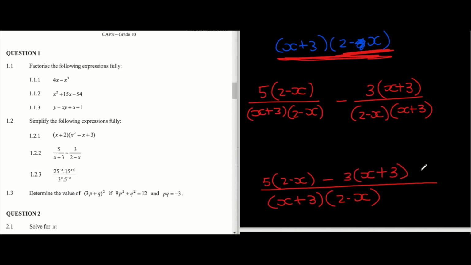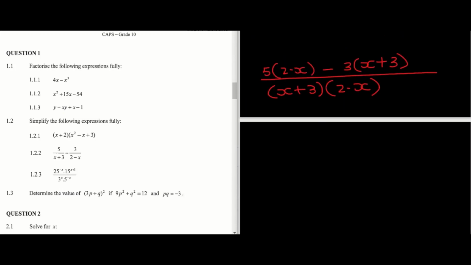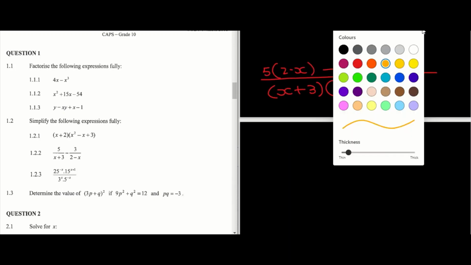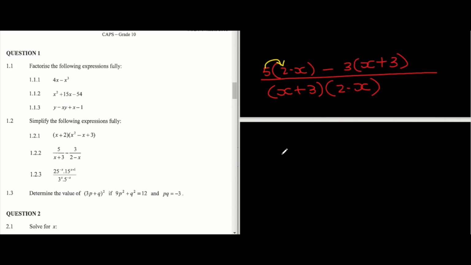And now what you'll find is we usually end up expanding the top, simplifying, and then it should hopefully cancel with some of the bottom expressions. So let's just go ahead and simplify the top here. So if we've got 5 times 2, that's going to give us 10. 5 times negative x is going to give us negative 5x. Then we've still got that minus there.